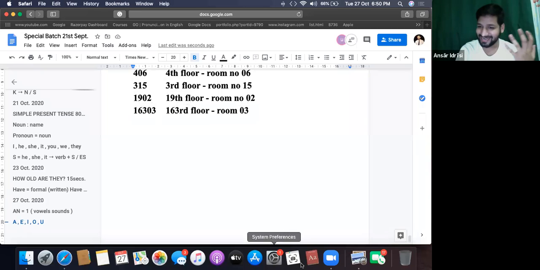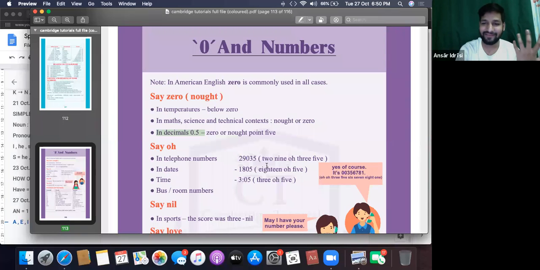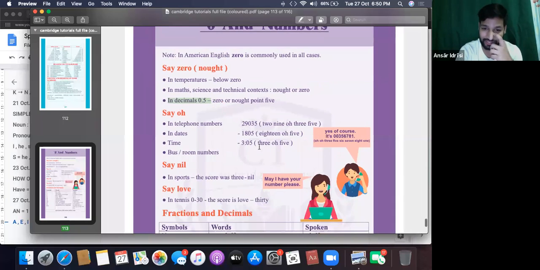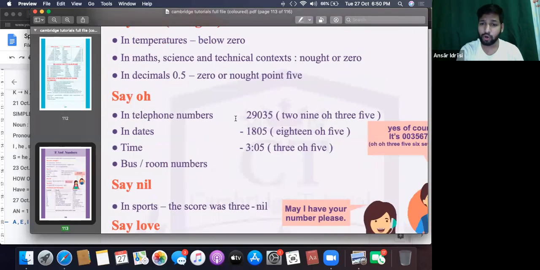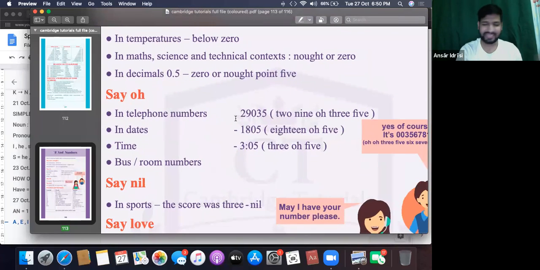So please get ready for this one. So my dear friends, today we are going to see here. So 0, O हम लोग कहाँ यूज करते हैं? We are using O in phone numbers. Like for example, my phone number is 8087310392. Okay. Next, in dates also we can say O. In time also we say O.